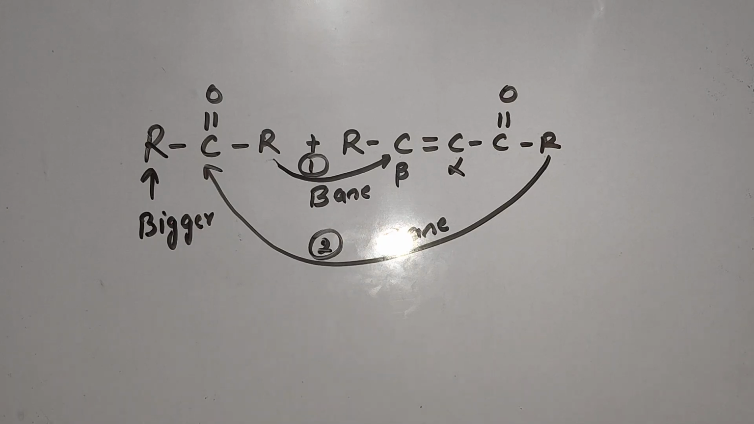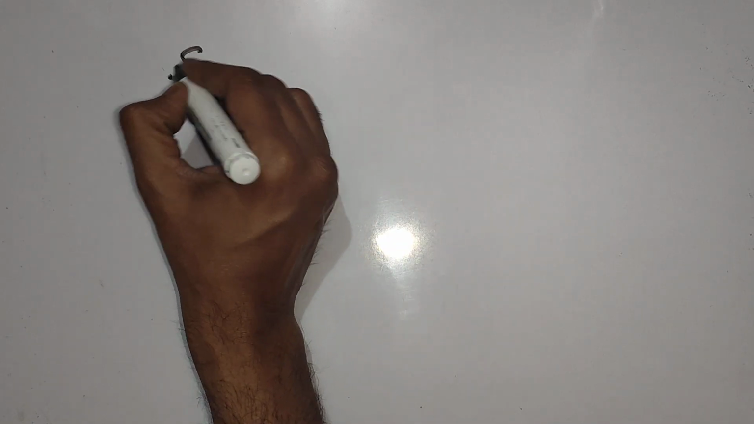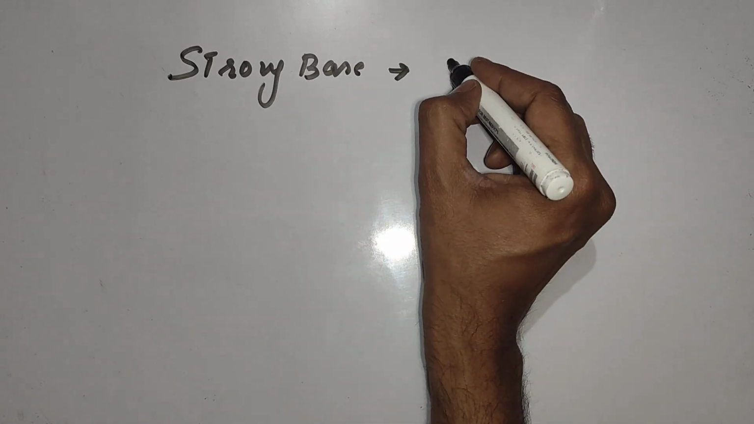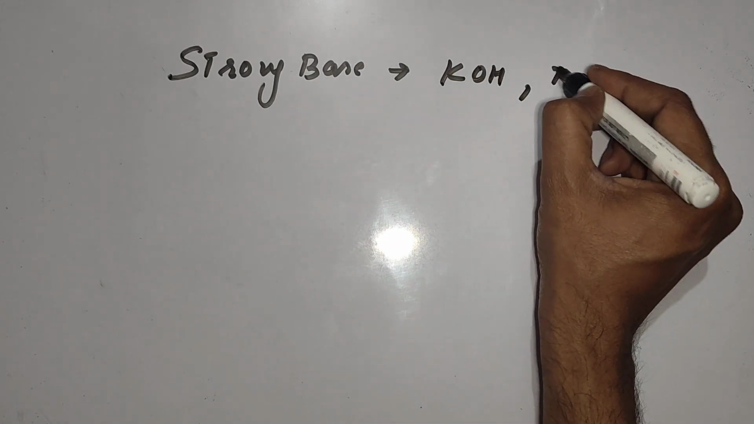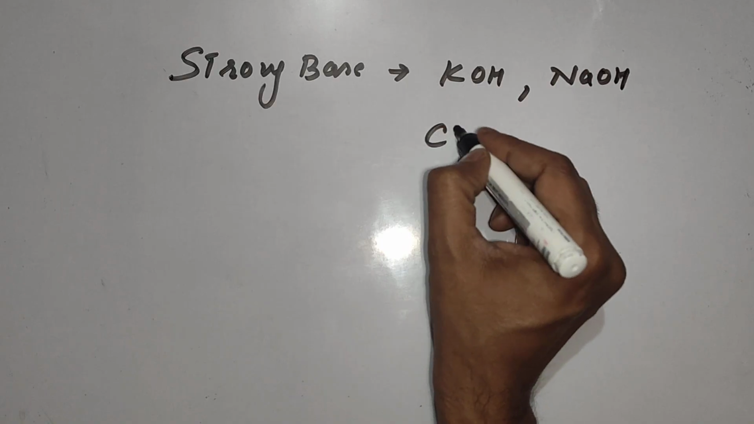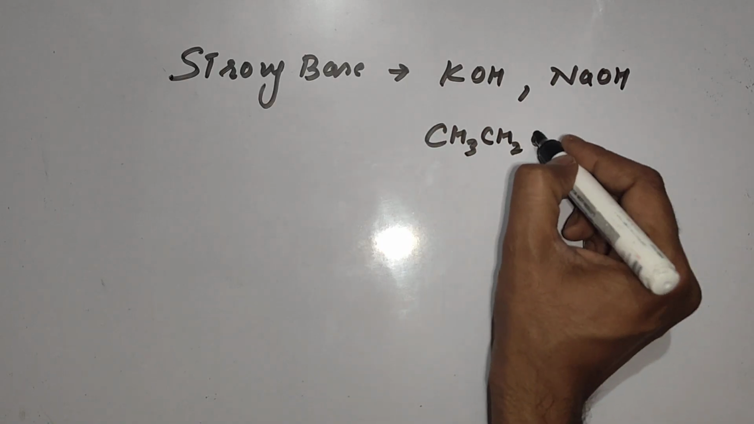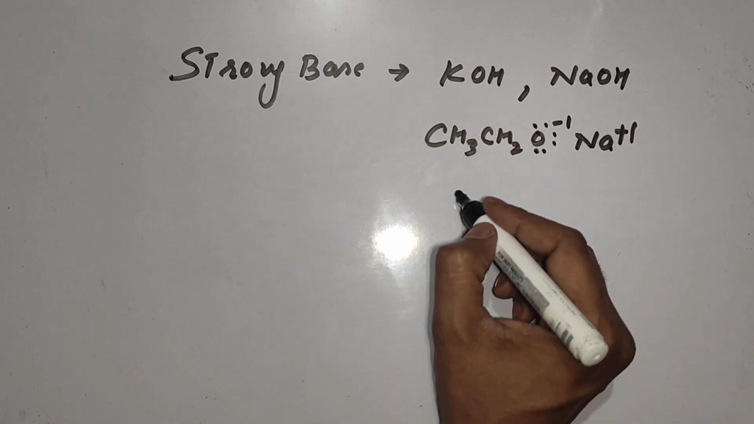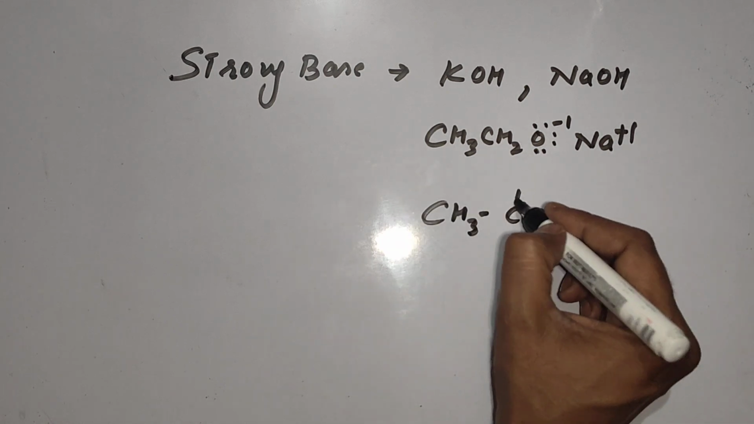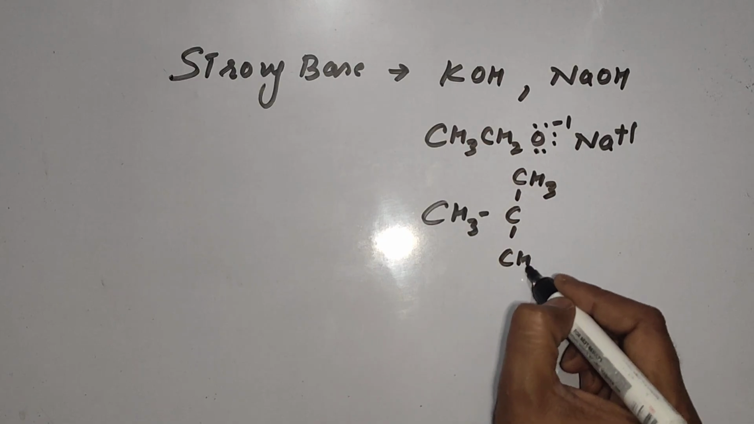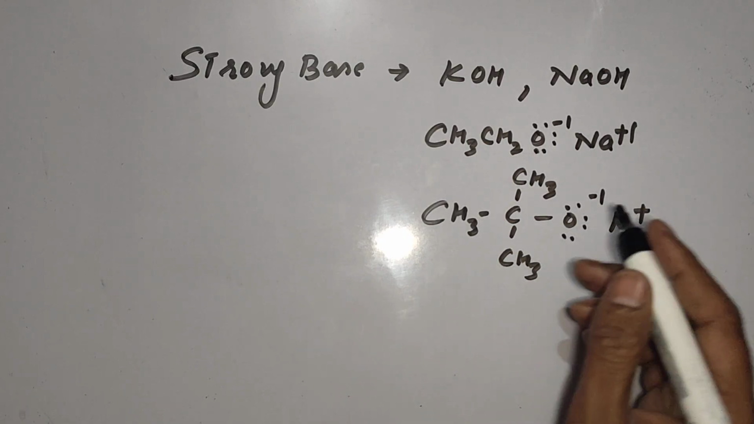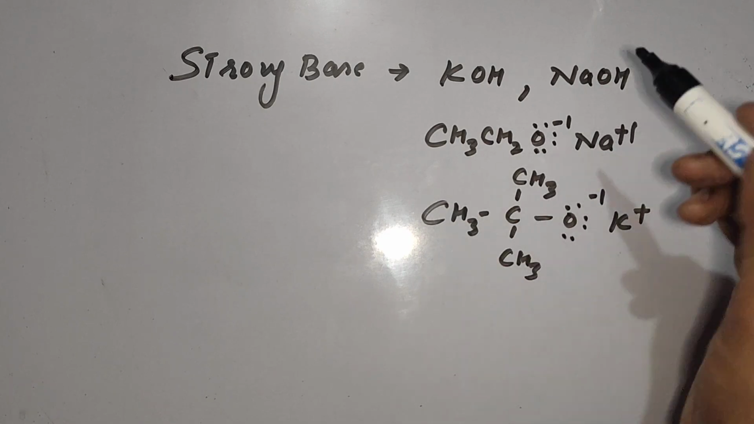What is the role of base here? Now first of all, when I will say base, strong base, which base we have to use? We can use KOH, NaOH, sodium hydroxide, CH3CH2O negative Na positive, sodium ethoxide, or this one, potassium or sodium, potassium tert-butoxide.